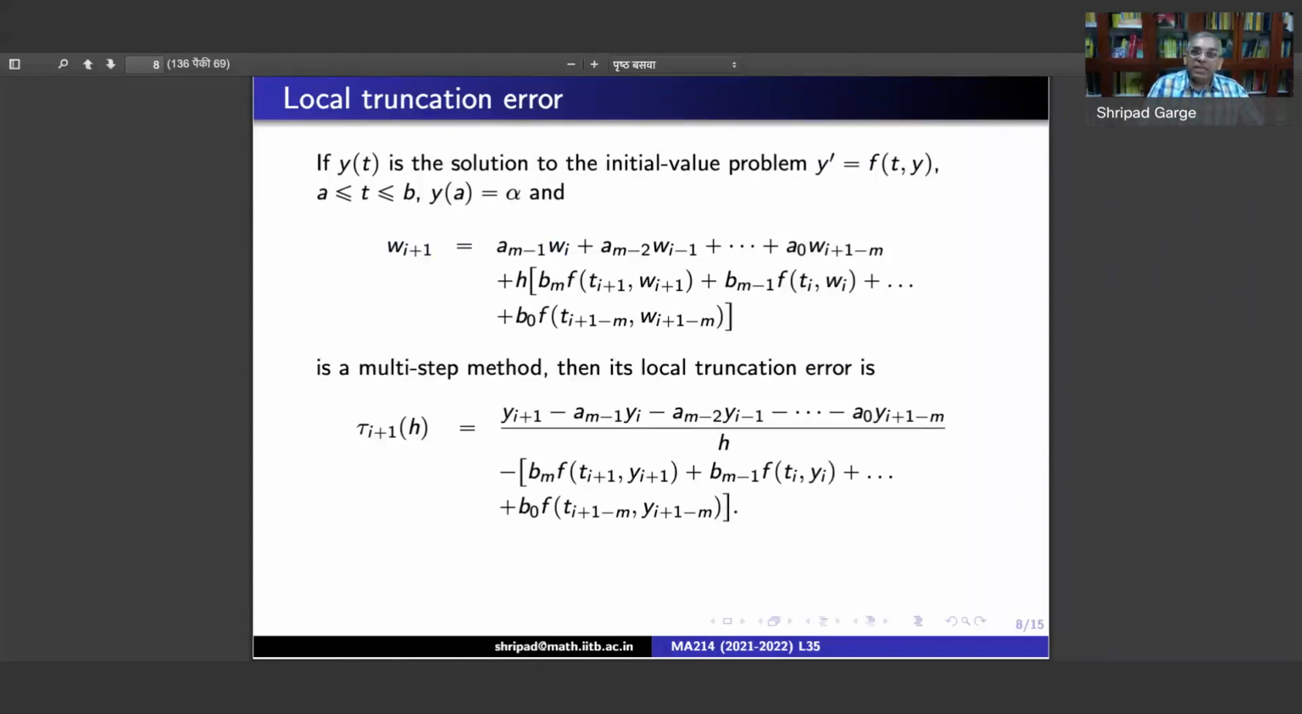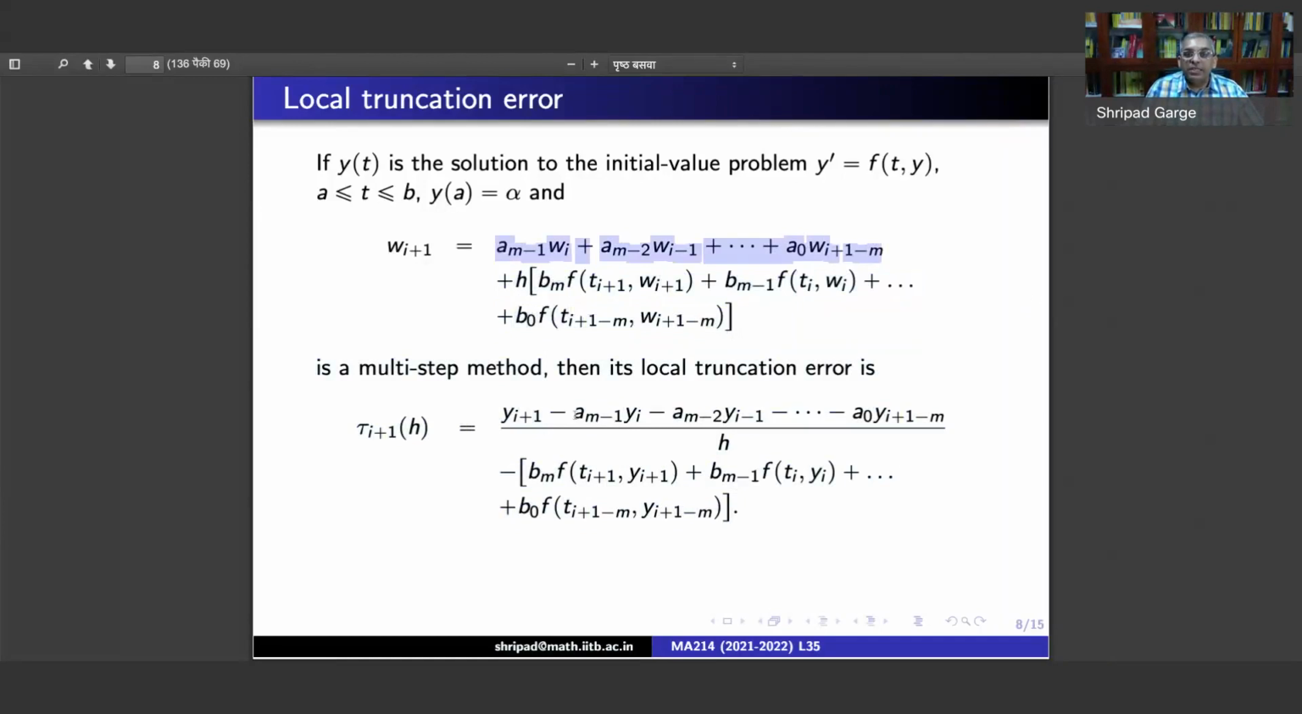So y i plus 1 is the correct value at the i plus 1 step, and the y i's are the correct values at the previous steps. This highlighted part is the approximation for y i plus 1, assuming that all the previous ones are correct. We just take the difference of them and divide by h. That is the error for us. So we observe that there is no h in this part.